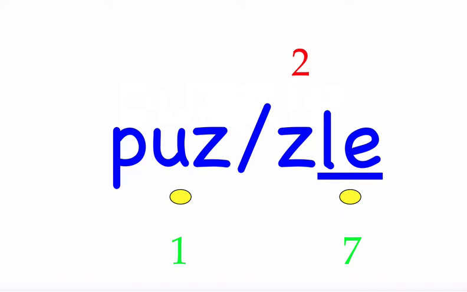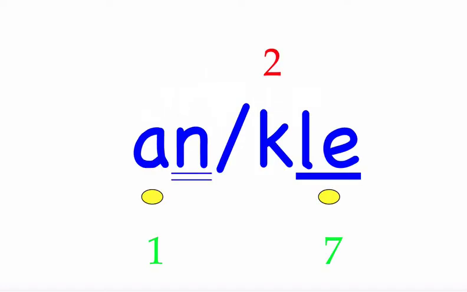Puzzle. Ankle, ankle. His ankle is sore. Ankle. Ang, 2 sounds. A, ng. Kul, 2 sounds. K, ul. Ankle, mark the word. Ankle. N is representing its second sound because it's followed by the sound k.